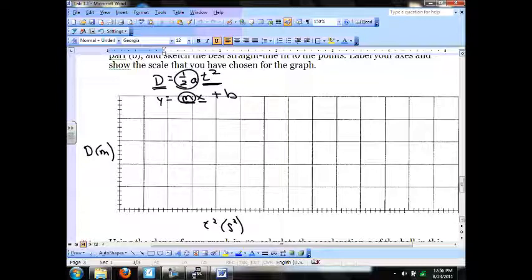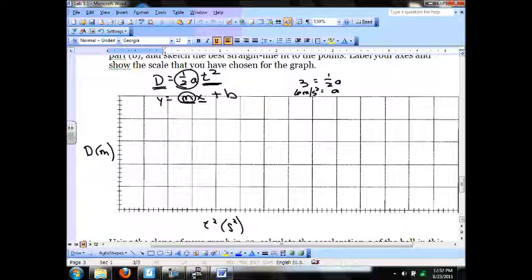So once you draw in your best fit line, you sketch it in, you're going to use 2 points on that line to find the slope. And then whatever you get your slope to be, maybe you get your slope to be 3, would be 1/2 a, so your acceleration would be 6. That makes sense where we're going with this. All right. Obviously, we're not doing a whole lot of it right now.